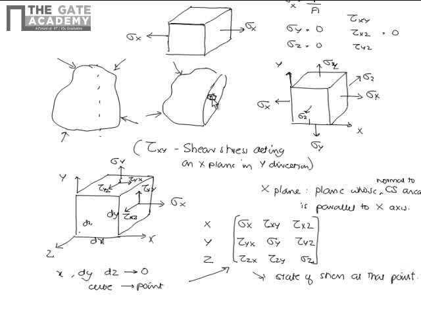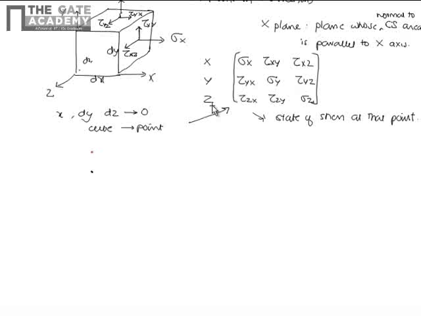Now, if we have a point, I can draw an infinite number of planes passing through that point. That is, I can draw a plane like this. I can draw another plane like this. If I have this point, I can draw another plane like this. Like this, I can draw an infinite number of planes passing through a single point.